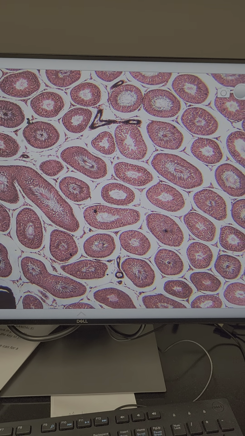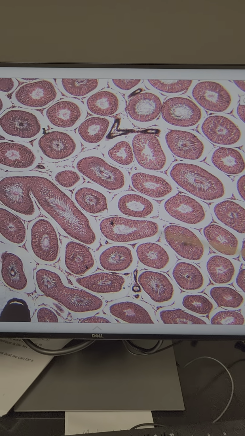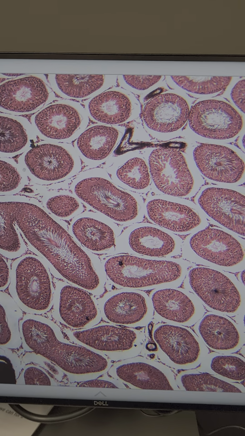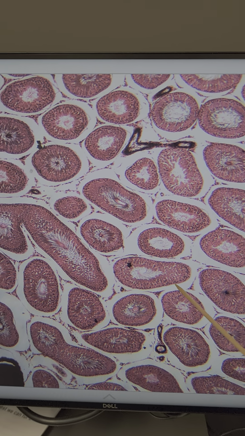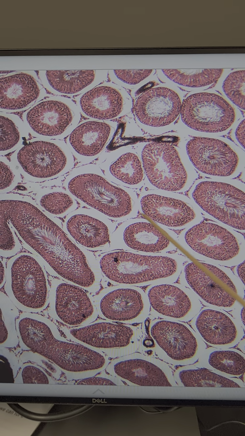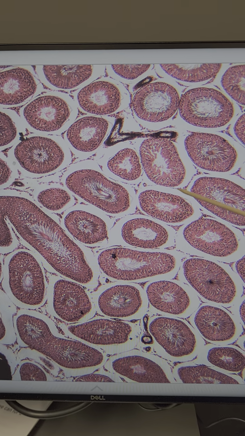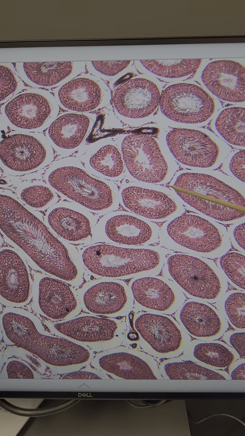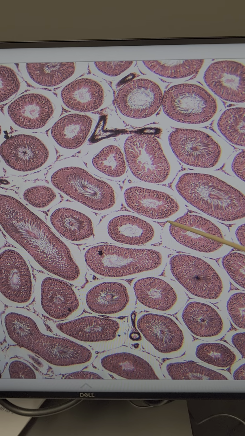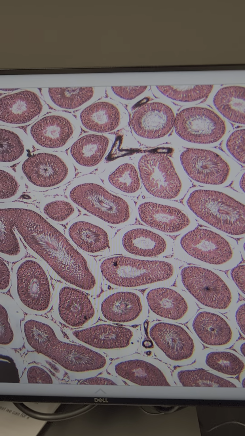This is the best slide we have of the testes. You can see the seminiferous tubule. There's a bunch of seminiferous tubules. All you need to know for our school are the seminiferous tubules, the lumens, the interstitial cells of Leydig, which produce testosterone, and the spermatozoa.